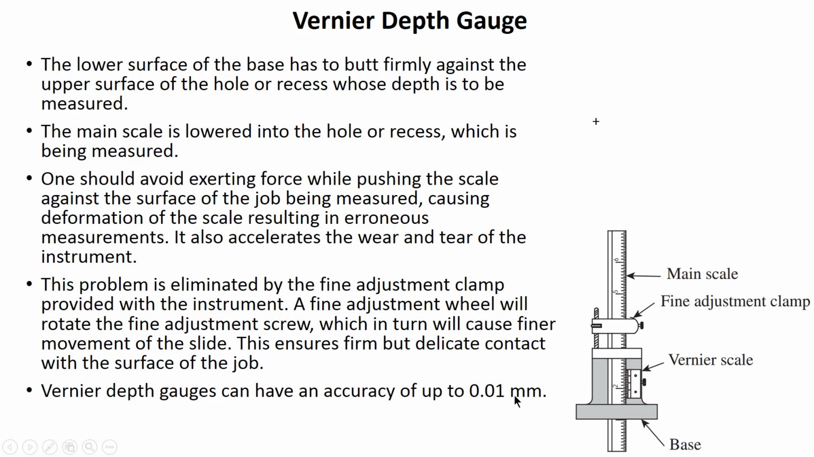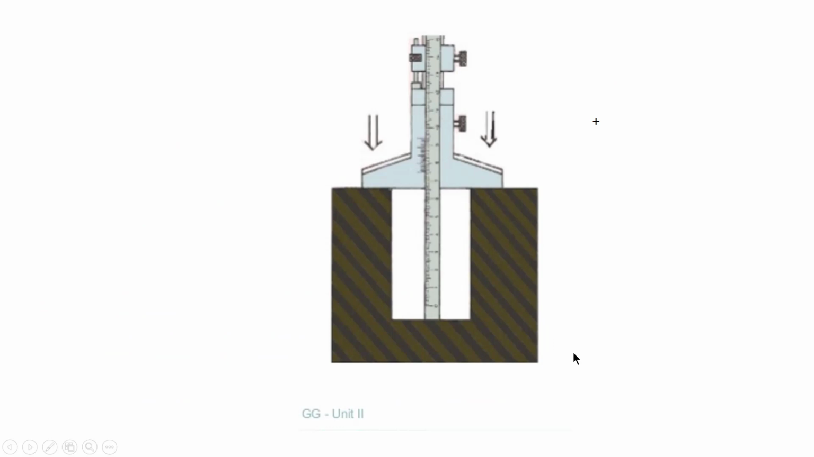Vernier calipers, we have also seen, have 0.1 mm, 0.02 mm, 0.05 mm. Here we can go for 0.01 mm. So this is how it can be measured.